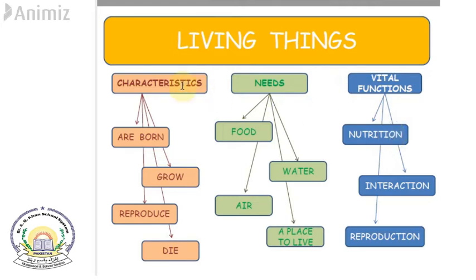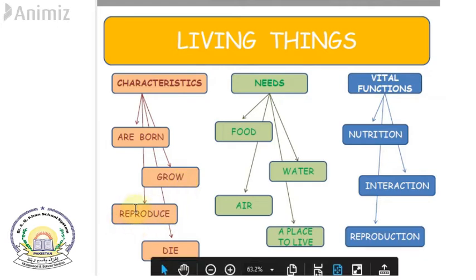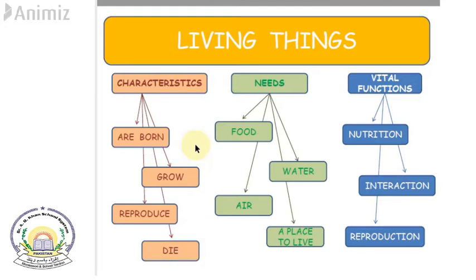So first of all, the first characteristic is that living things are born. They are not created, they are not made by human beings. They are born, okay, and then they grow. When they are born, they are small, tiny, but as time passes by, they start growing, and then they reproduce. That means they make babies, they create more of their types, and then they die. These are the characteristics of living things.